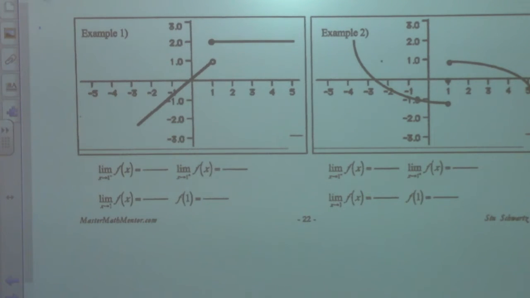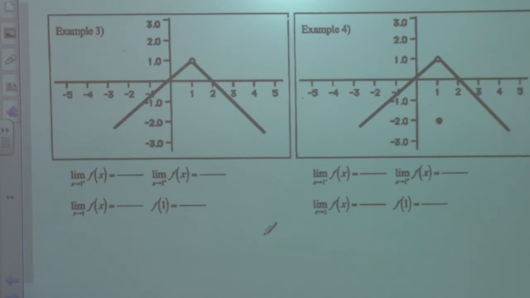So that's wherever the dark circle is? Yes, the dark circle. The graphics are kind of hard to see on this one. Now we're at example 3. The limit as x approaches 1 from the left side looks to be 1. And the limit as x approaches 1 from the right side? 1. Are these two things equal to each other? Yes, so the limit is 1. And what's f of 1?